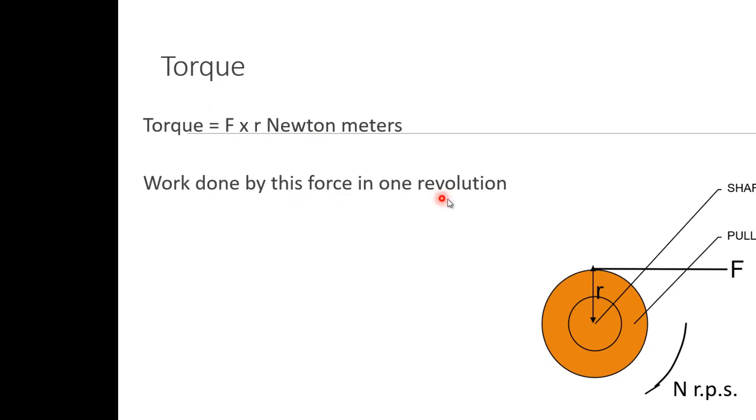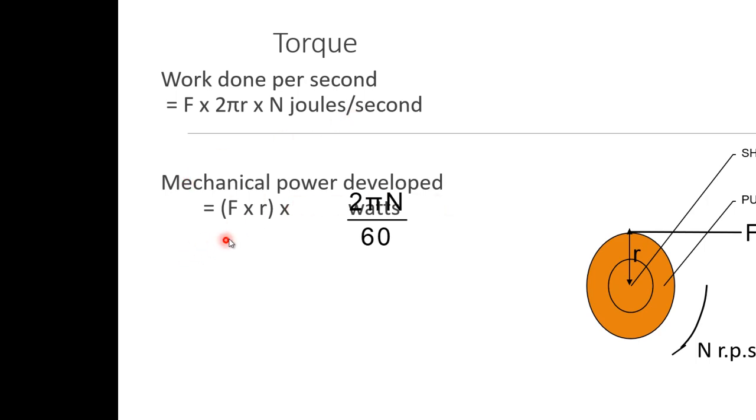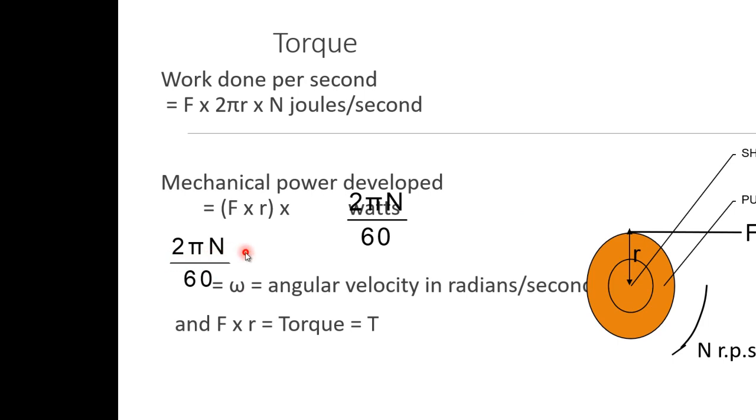The work done by this force in one revolution is force into distance. The distance is the circumference, which is 2 pi r. So the work done is F into 2 pi r joules. Work done per second is F into 2 pi r into n joules per second. The mechanical power developed is F into r into 2 pi n by 60 watts. So 2 pi n by 60 is equal to omega, the angular velocity in radians per second, and F into r is equal to the torque T.